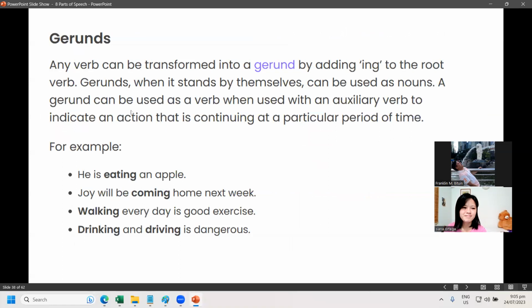I think this is the last part, gerunds. Now kindly read this one. So that's the end of our past participle form.